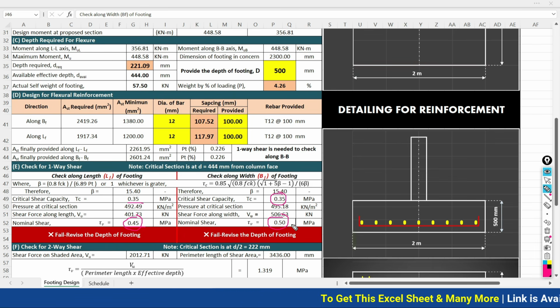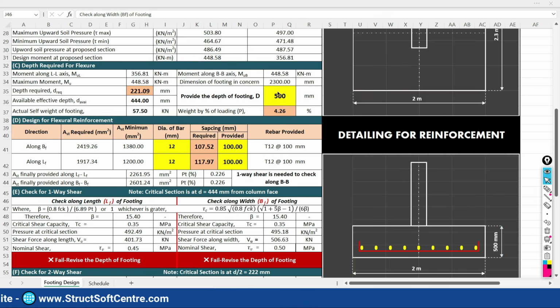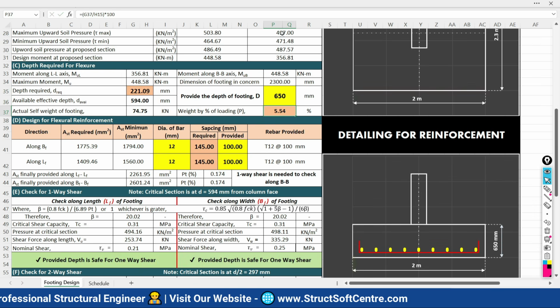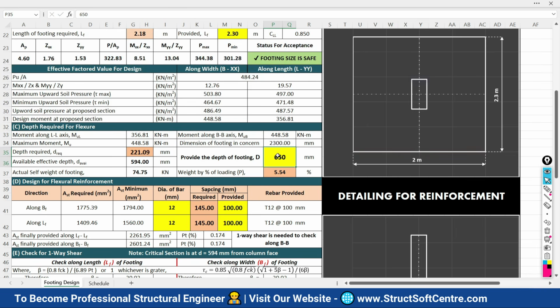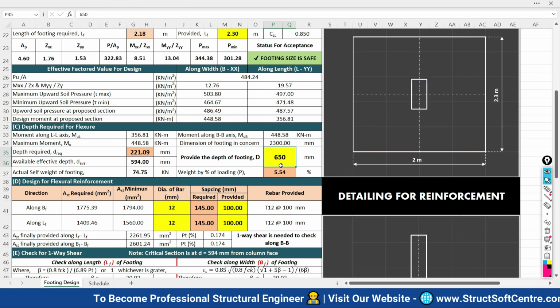So actual loading is more than your capacity. That's again a sign of failure. So here the sheet is intimating that it is failing. We need to revise the depth of the foundation. So what I need to do, I need to increase the depth of the foundation. Now finally I would like to provide the depth as 650. So now 650 is the depth of the foundation we are going to adopt.